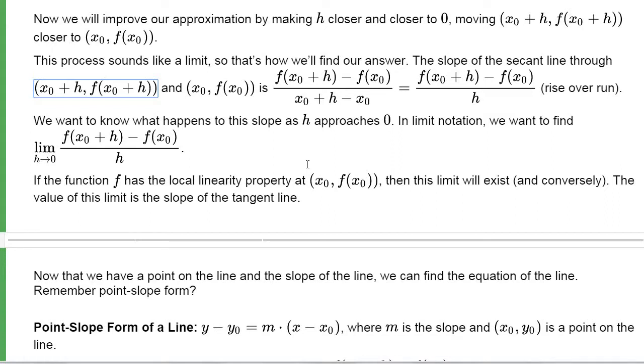units away, the slope of the line between those, just rise over run, so difference in the y coordinates divided by difference in the x coordinates, and of course this x of 0 cancels out, and so you get the difference in the function values divided by h. We want to see what happens to that slope. This is the slope of that green secant line in my picture. We want to see what happens to that slope as h gets closer and closer to 0. Or in other words, we want to take the limit as h approaches 0 of this quantity.